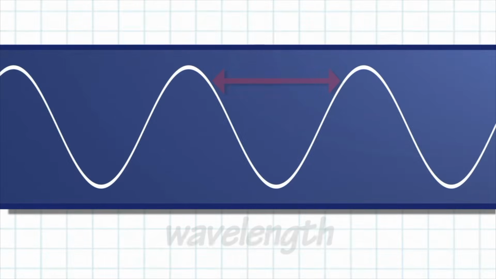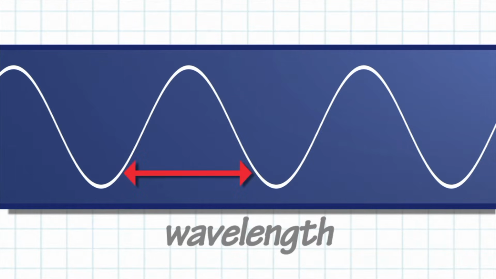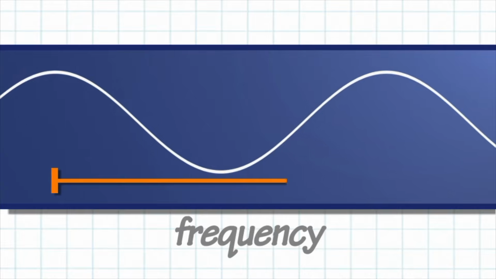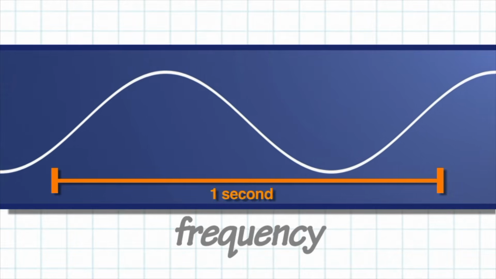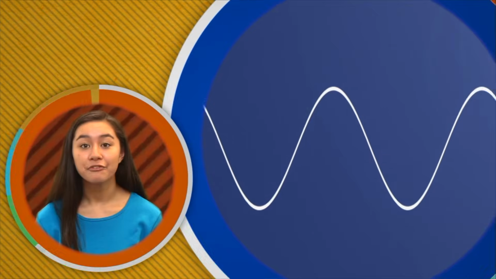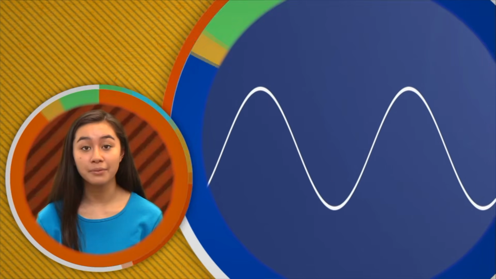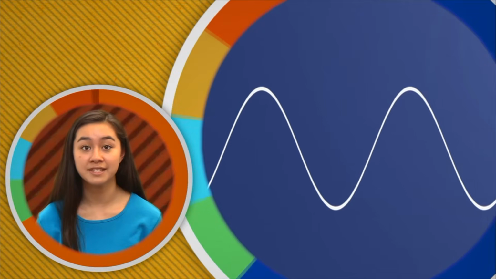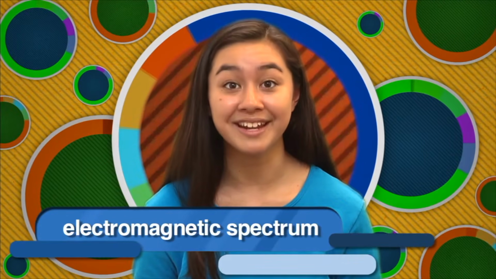Another property of a light wave is wavelength. Wavelength is determined by measuring the distance between two high points or two low points on a wave. Frequency is another property of light waves. This is a measurement of the number of waves that pass a certain point in a given time period. Frequency is a very important property of light waves because it is one of the properties that set light waves apart from the other kinds of waves. The frequency of a light wave determines where it appears on something called the electromagnetic spectrum.